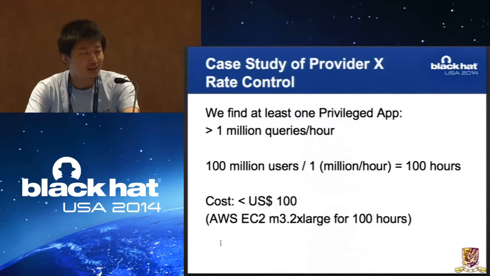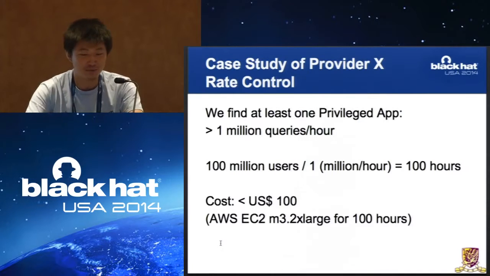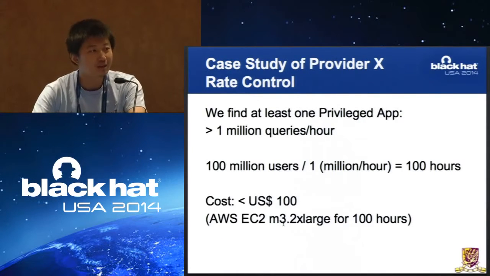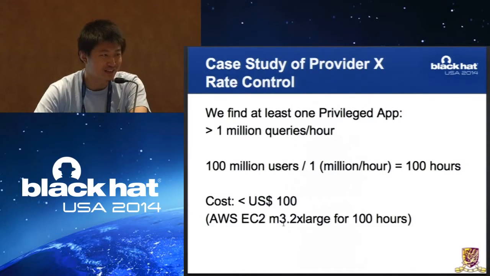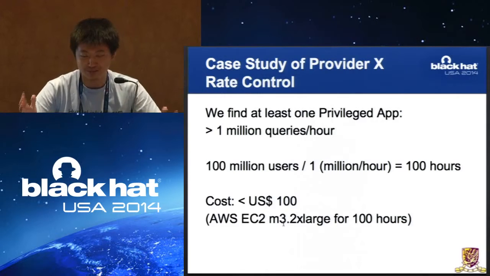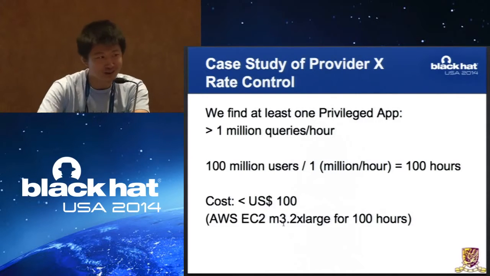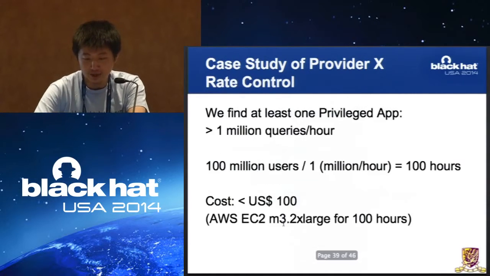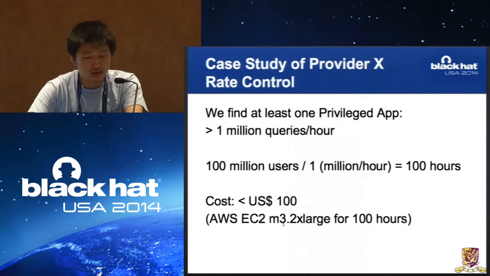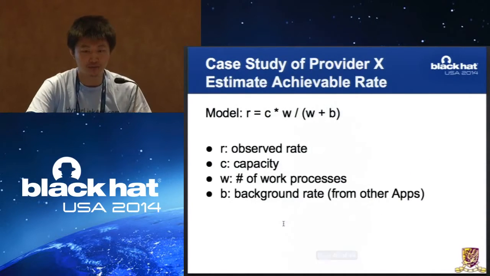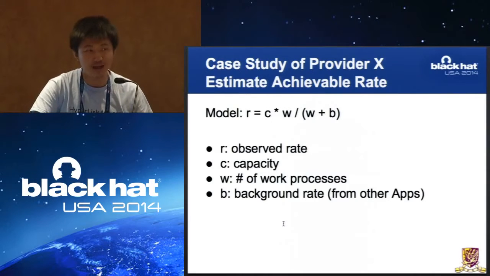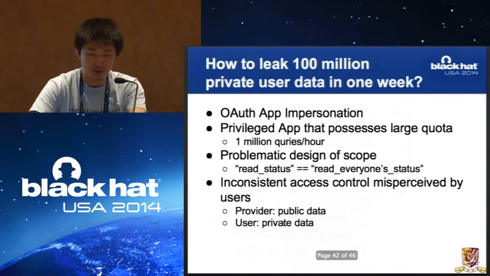Also, the cost is very low because the resource can be well supported by an Amazon instance of this type. If you check the price table, it's less than $100. So you can get the whole data of one such large social network at such little cost in less than 1 week. That's what makes it possible. We also note that the peak rate is actually more than 100 million queries per hour. We can further develop a model to calculate the capacity of the provider, but I'm not going into details. Basically, you can do some calculation.